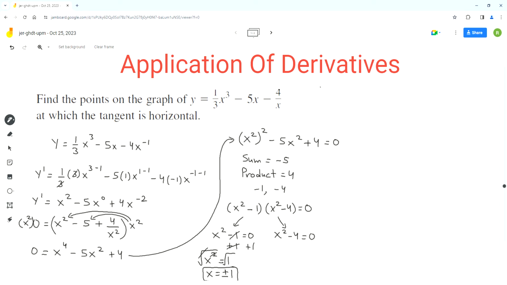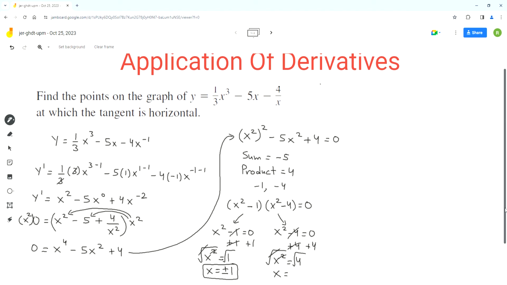Now we can analyze the second case. So we have to isolate x. First we'll add 4 to both sides. So the 4's on the left side will cancel each other out. So we get x squared equals 4. And now we can apply square root to both sides. On the left side the square and the square root will cancel each other out, and we get x equals plus minus 2. So we got another two solutions. So that means there are 4 points on the graph at which the tangent is horizontal.